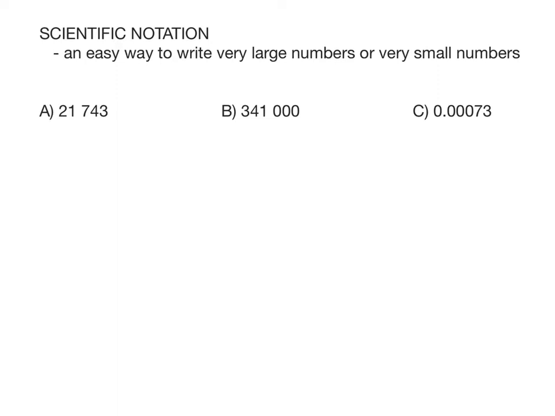In example C, we have a really, really small number. The first step still remains: find out how many significant figures we have. In the example, the leading zeros are not significant, so we should only have 2 significant figures, 7 and 3. We use those 2 significant figures as the root of our scientific notation and write it as 7.3 times 10 to the power of something.